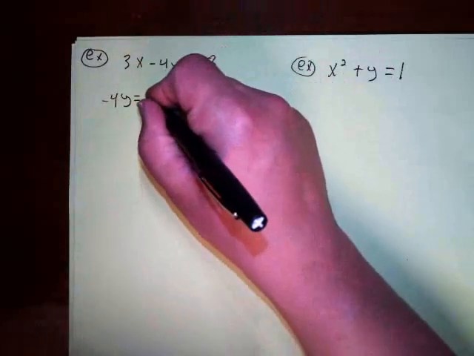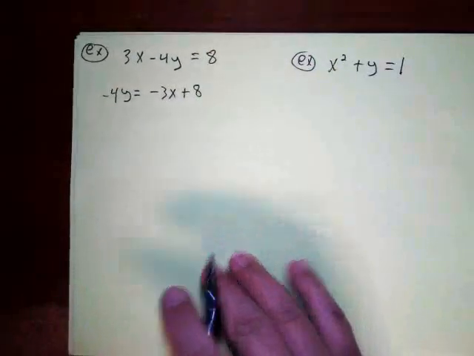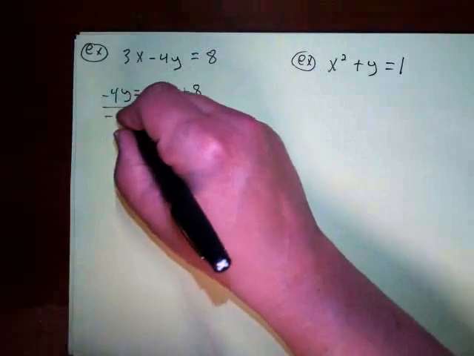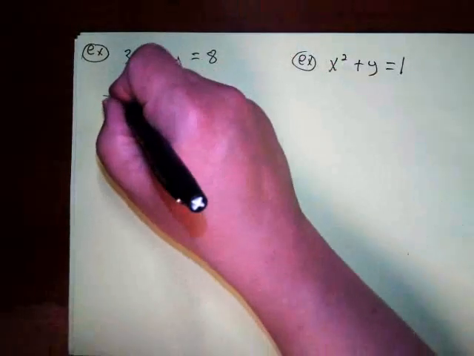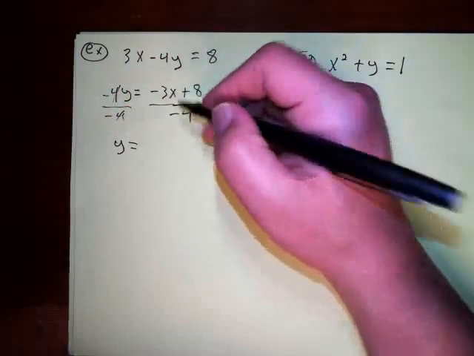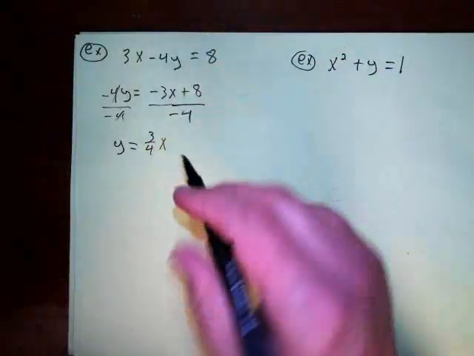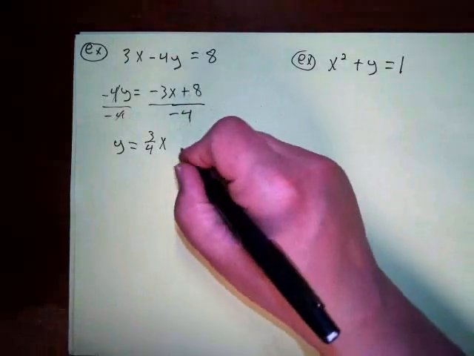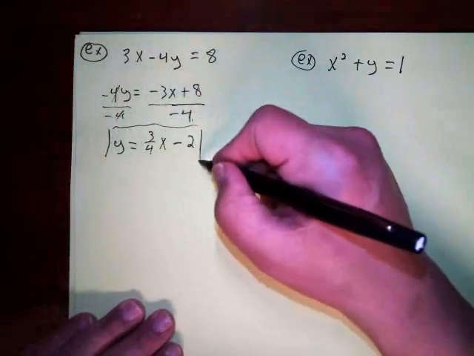I'm going to move the negative 3x over, and I would get that. Then I'm going to divide both sides by -4, and this would cancel out. I would get y is equal to, and then I'd divide negative 3x by -4, and the negatives would cancel out, so I could write 3/4 out front, and then 8 divided by -4 is -2. This is what we're really familiar with.